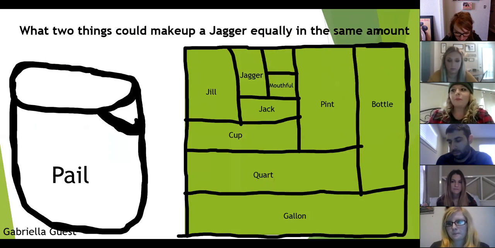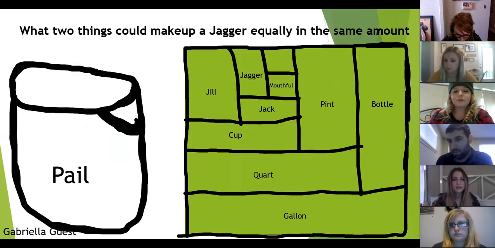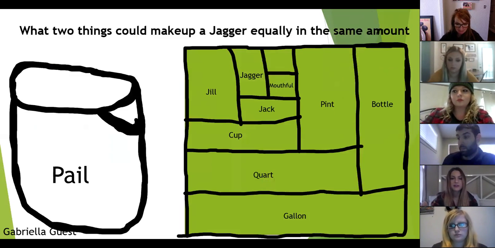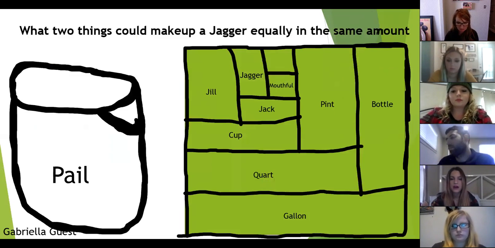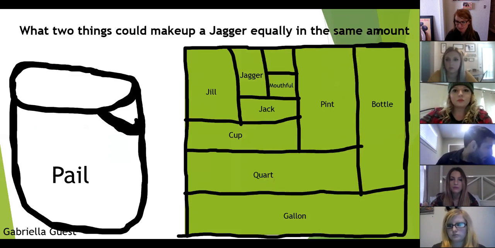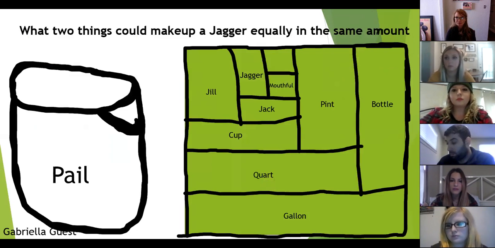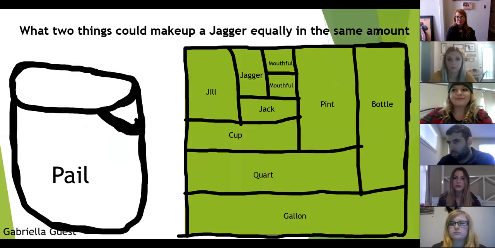Gabby, what 2 things can make up a jagger equally in the same amount? Okay, so on the original example, we were given a pail to fill it up with all these different values. So we look at this jagger right here next to the mouthful, and we know that a mouthful would be half of what a jagger would be. So all you would have to do is know that 2 mouthfuls would equal 1 jagger. So those are the 2 things that can make up a jagger equally. Thank you so much.